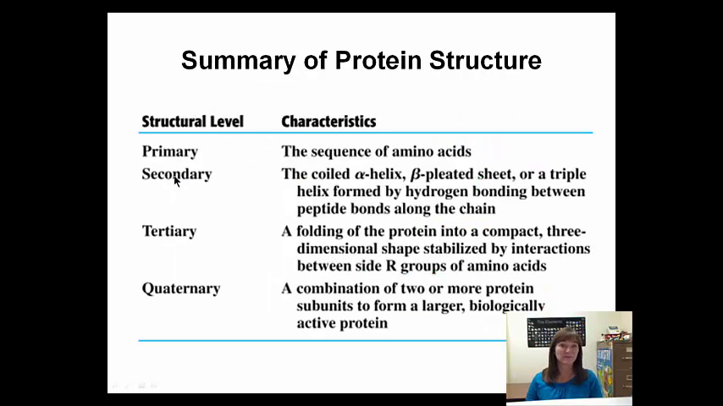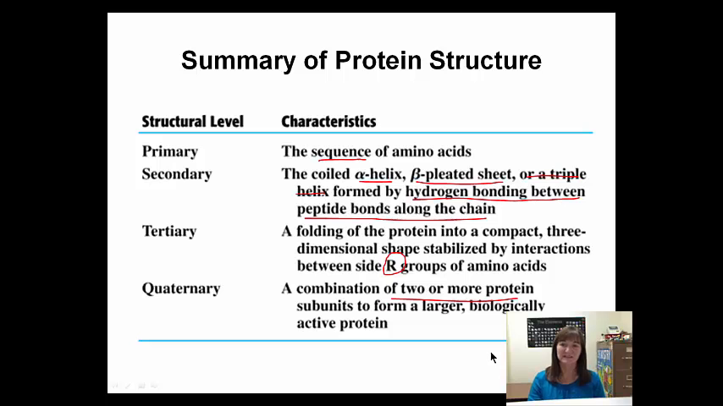So here's a summary of the protein structures. The primary is the sequence of amino acids. In the secondary, I want you to know the two, the alpha helix and the beta pleated sheet. We're not getting into the triple helix in this class, but I do want you to know they're held together by hydrogen bonding along the backbone of the chain. Your tertiary structure is the folding of the protein into a compact 3-dimensional shape, stabilized by interactions of the R groups. And then the quaternary structure is a combination of 2 or more proteins.